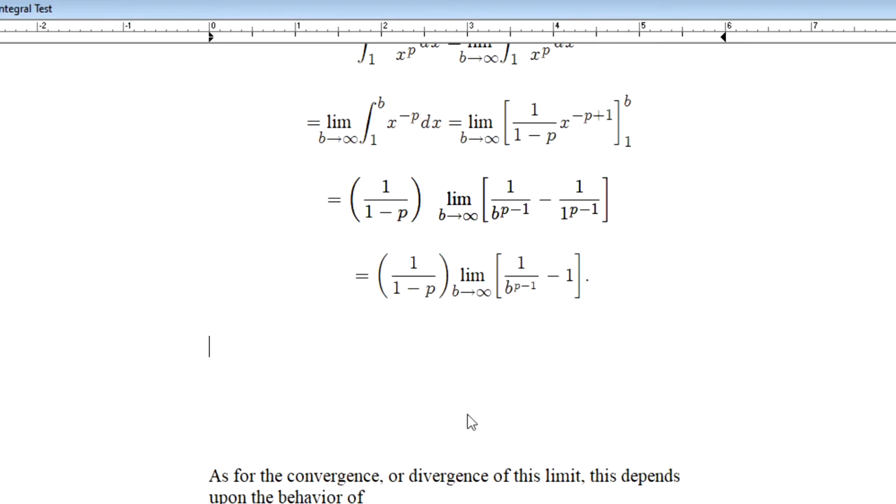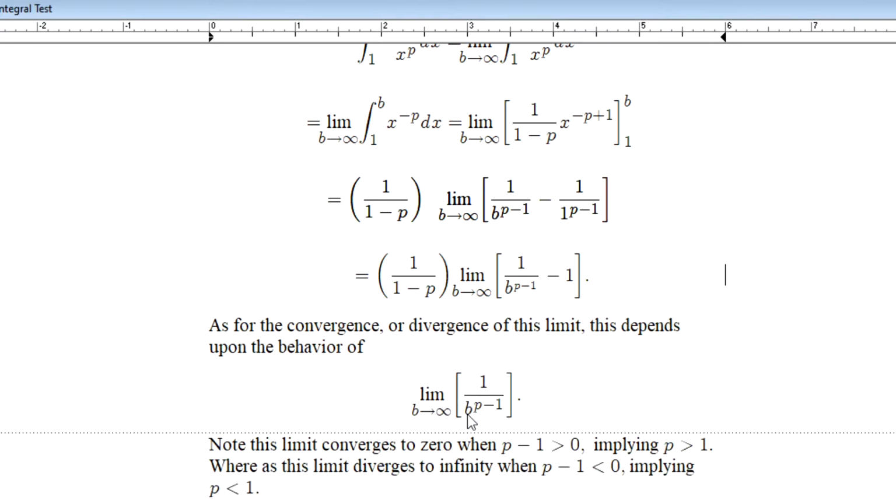If we consider that value inside that limit, as for the convergence or divergence of this limit, that will depend upon the behavior of the limit as b heads to infinity for this very first term. And note, this limit converges to 0 when p minus 1 is greater than 0, implying p is greater than 1, producing this result for convergence. Whereas this limit diverges to infinity when p minus 1 is less than 0, implying that would be the case for p being less than 1.